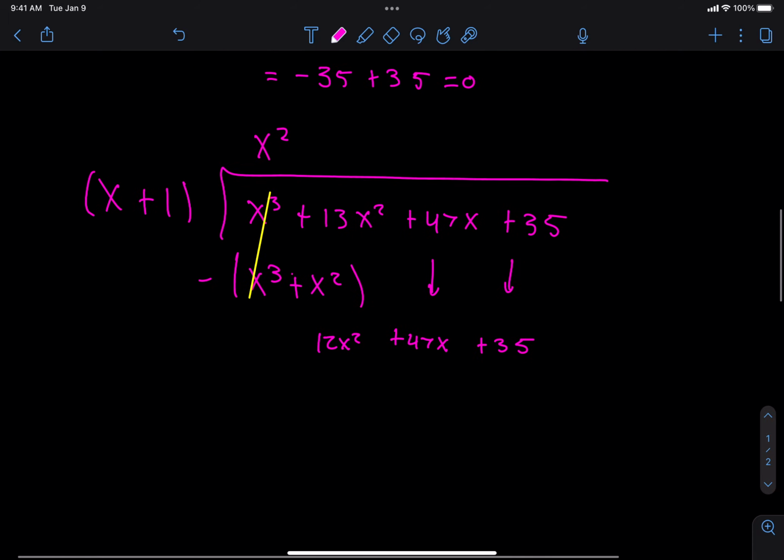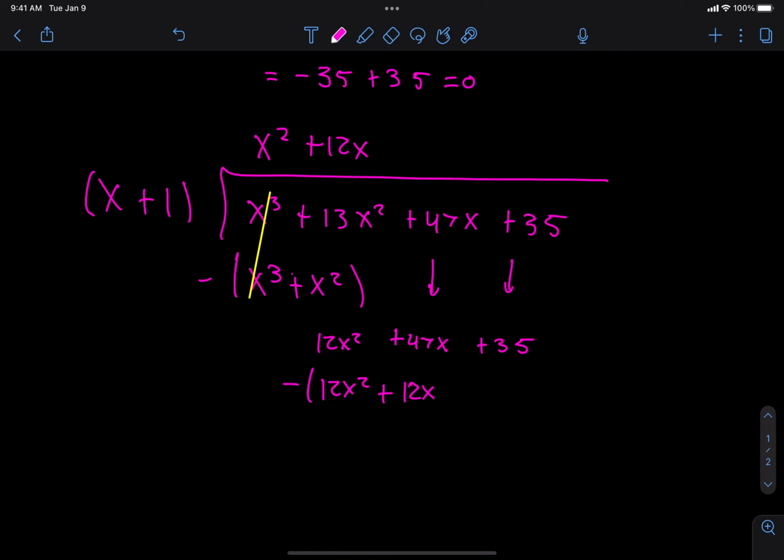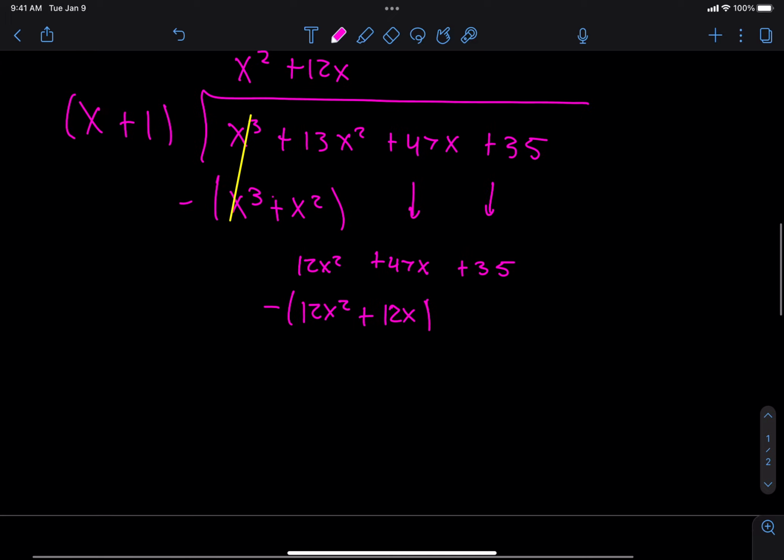Okay, so now we just repeat this process. I take this thing and I divide it by this thing, and I get plus 12x. Okay, so now I get minus 12x squared plus 12x. Yes? And again, these cancel by design. And I'm left with 35x plus 35. So the last term is just plus 35. Yeah?